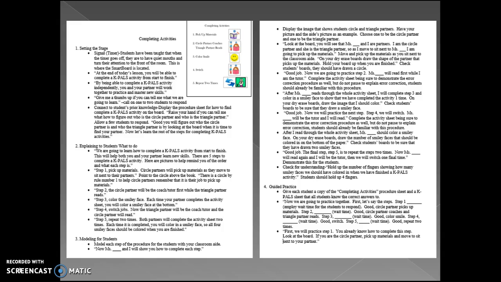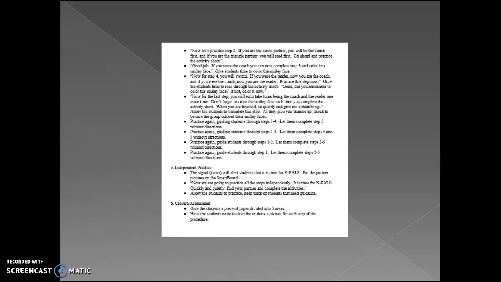By being able to complete a K-PALS activity independently, you and your partner will work together to practice and master new skills. Check for understanding, and then an explanation of what to do. Each step will be shown to the students with the visual procedures and explained. My aide and myself will again model the procedure for the students, and then guided practice will be given. Students will then have a chance for independent practice from start to finish, and the closure again will be for the students to write or draw a picture for each step of the procedure.